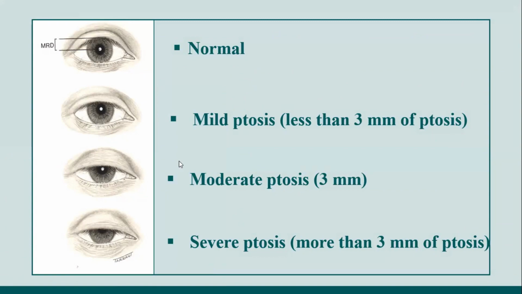And you have to know the grades. We have mild ptosis, moderate, and severe. Moderate ptosis is about 3 millimeters of ptosis. So this is the degree of ptosis, not the MRD1. And if the degree of ptosis is less than 3 millimeters, this is called mild.